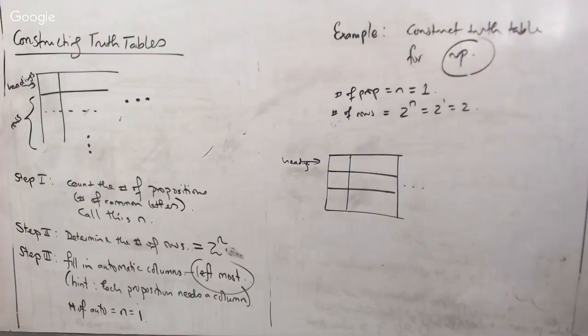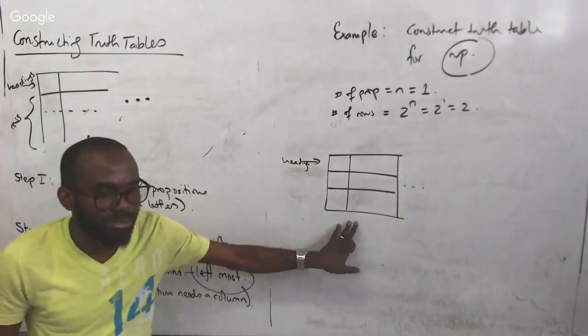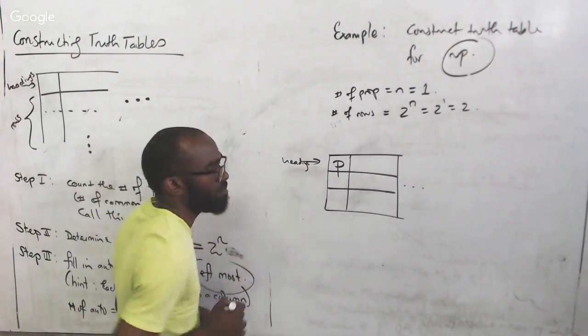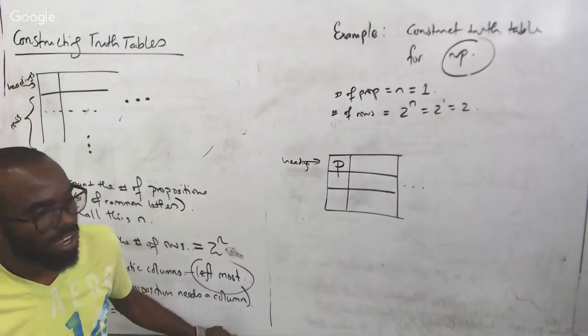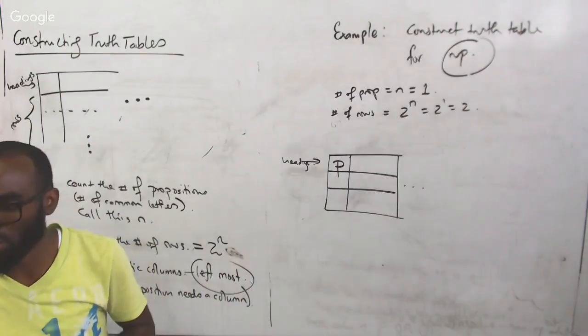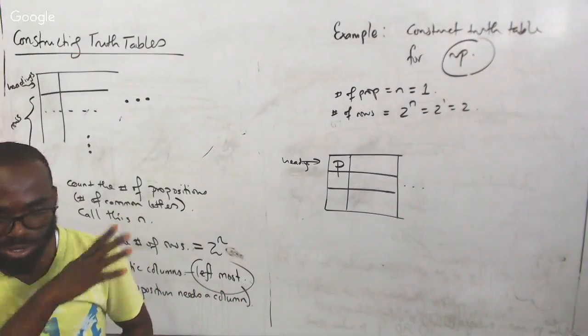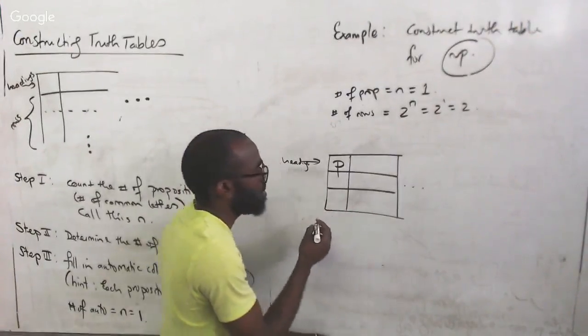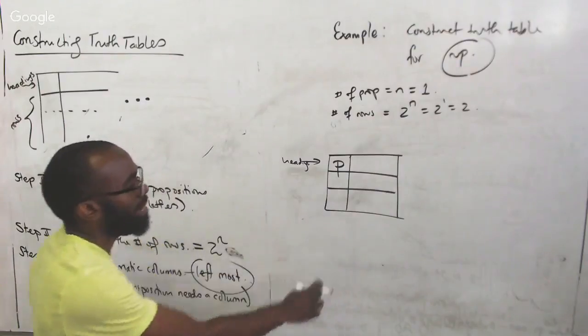Any amount of propositions I have, I know that in the leftmost columns I need at least that many columns. So if I had P, Q, and R in this statement, I would need 3 automatic columns to begin with. Here I have only P. If I have 4, P, Q, R, S, I need 4 columns to start with, not to end, but a minimum of 4. Fair?